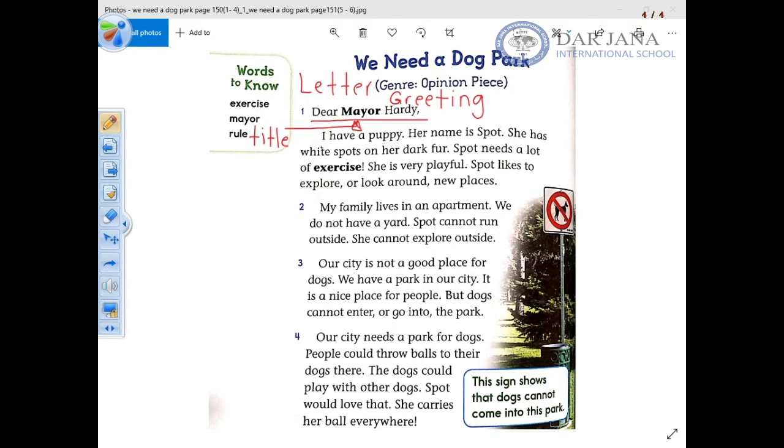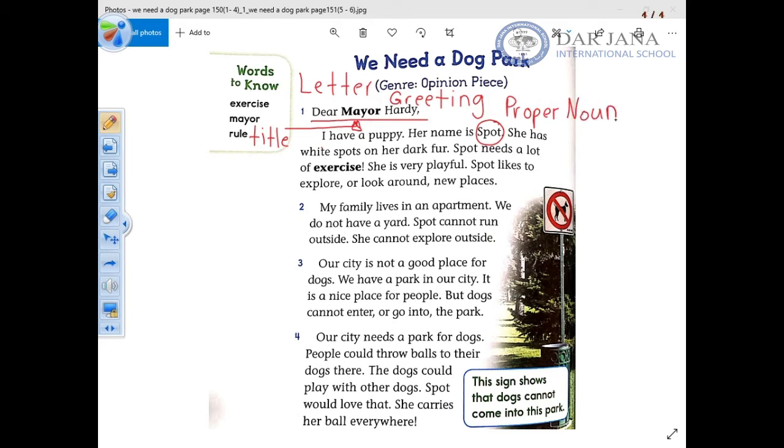I have a puppy. Her name is Spot. Now let's look at Spot. Why do you think it's capital? Do you know why it has a capital letter? Do you remember the grammar lesson that we took? Yes, it's a proper noun. That's why it's got a capital S. So write proper noun.